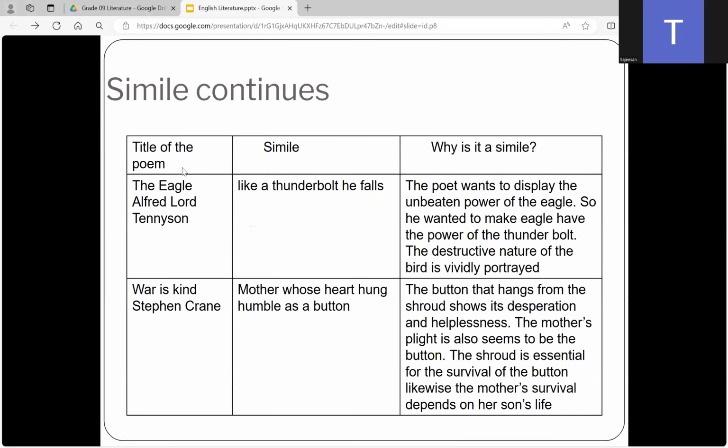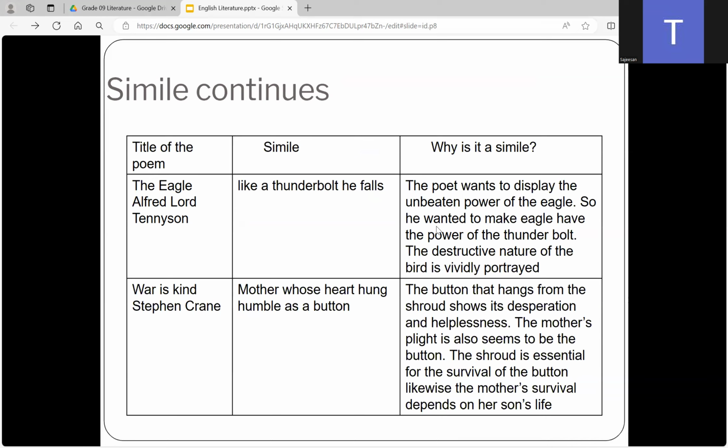You can see here the poem Eagle, written by Alfred Lord Tennyson. Here the simile is "like a thunderbolt, he falls." The poet wants to display the unbeatable power of the bird, the eagle.